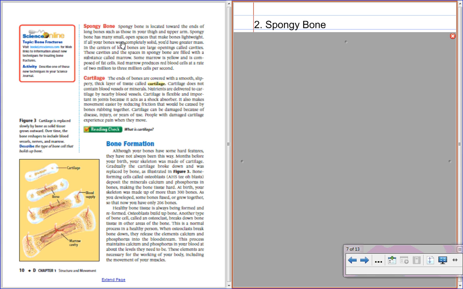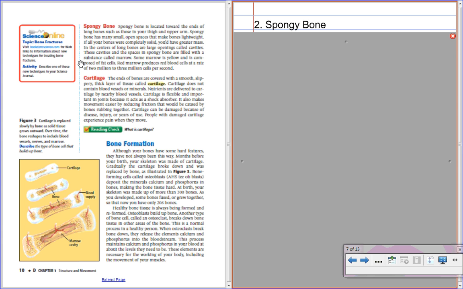Spongy bone has many small open spaces that make bones lightweight. If your bones were completely solid, you'd have greater mass. Think how heavy it would be. In the centers of long bones are large openings called cavities. These cavities and spaces in spongy bone are filled with a substance called marrow.